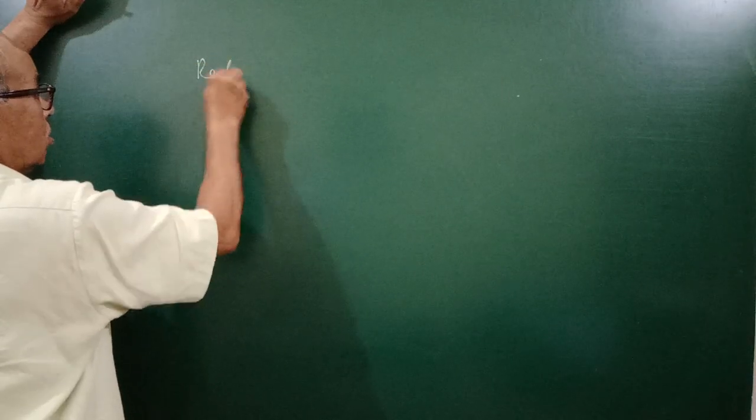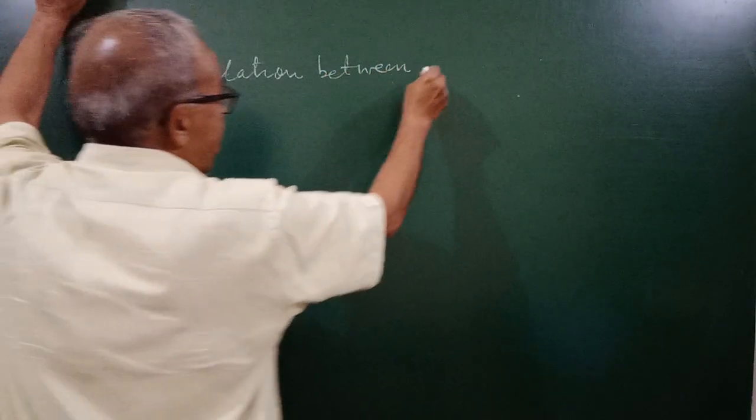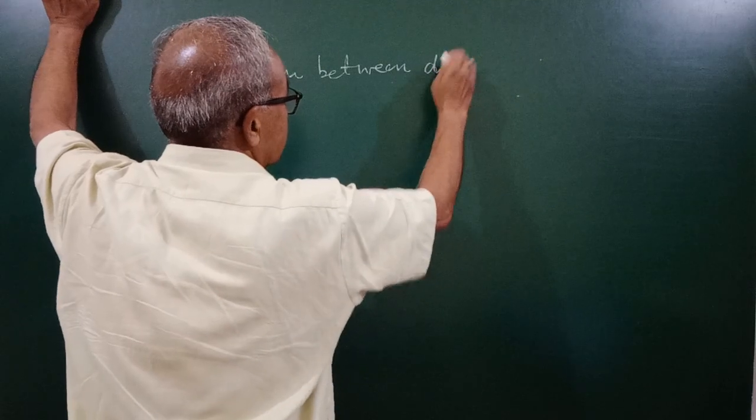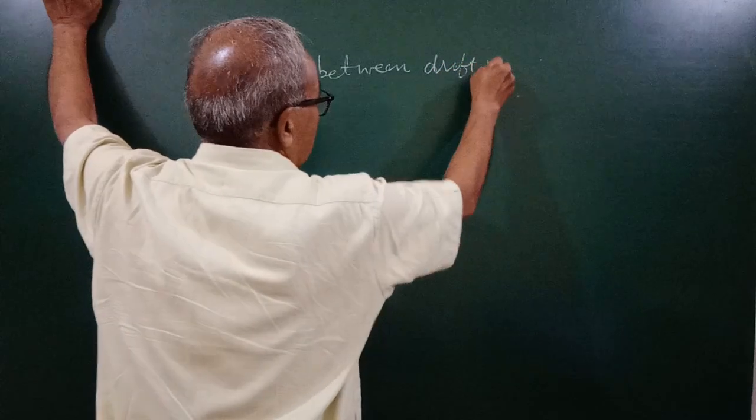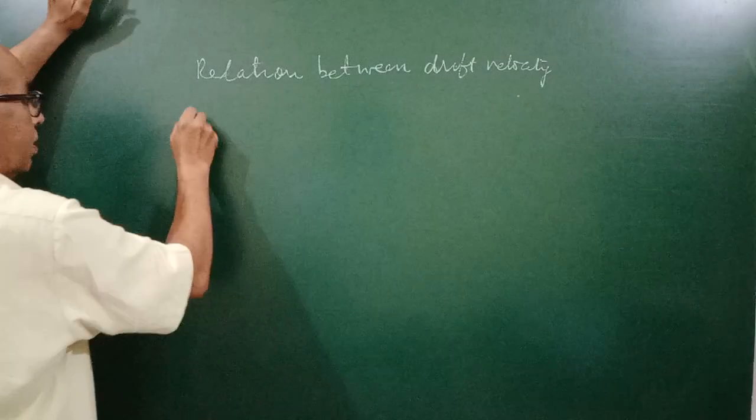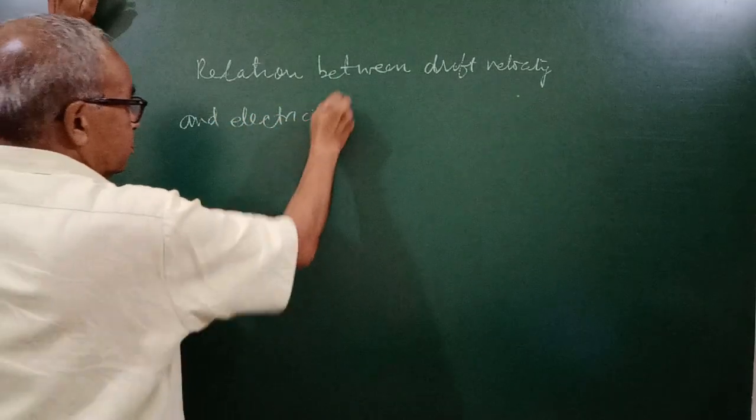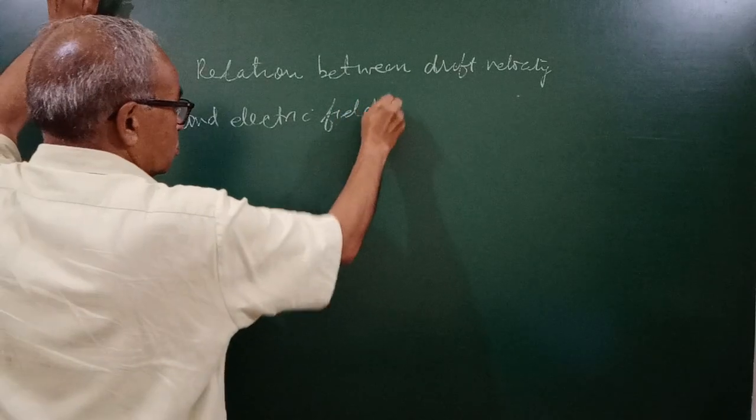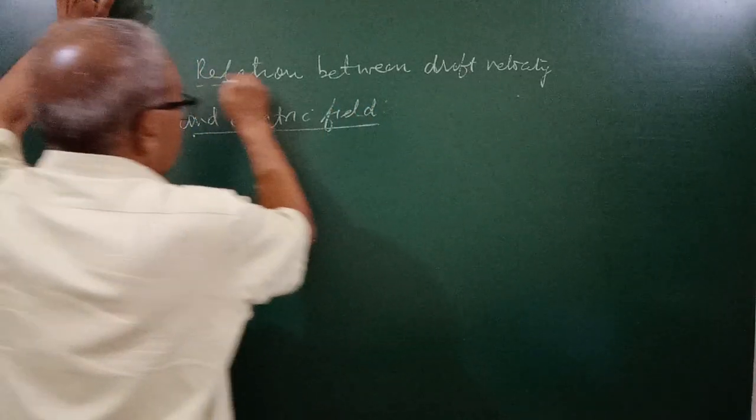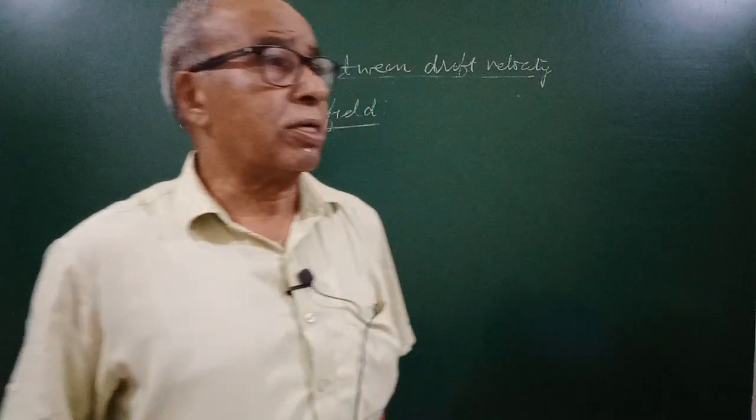So, the relation between drift velocity and electric field. It is the case of metallic conductors.